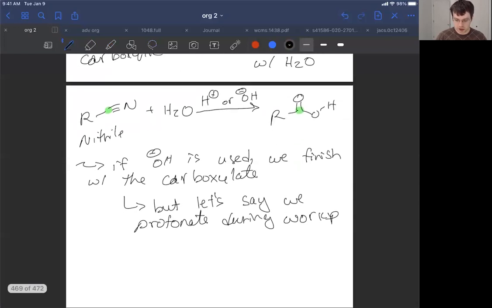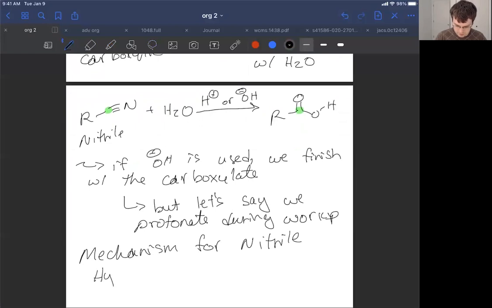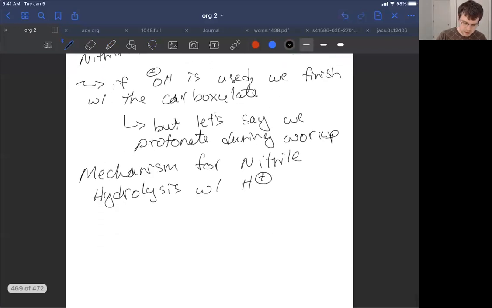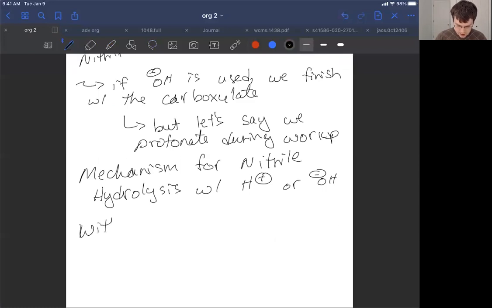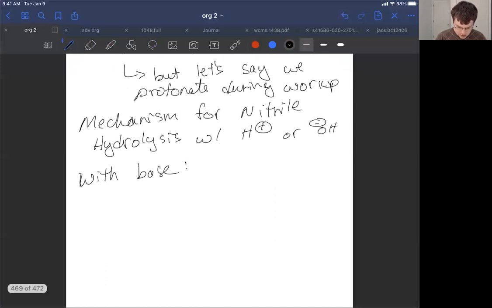Now, with that in mind, what we should do is look at the mechanism for nitrile hydrolysis with H plus or base. It is going to look like this. Okay, let's start with base. That one is, I think, a little bit easier.